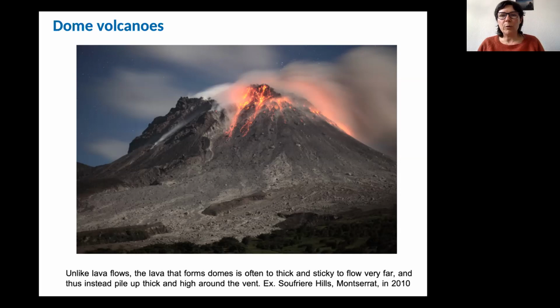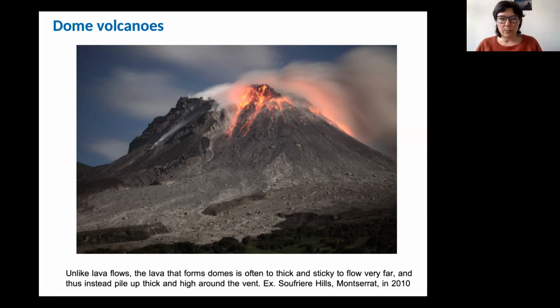Of these dome-forming volcanoes, there are many in Indonesia. There are many in the Caribbean. So it's more volcanoes that are related to subduction zones. There are many in Japan. Yes, so these are among the most dangerous.